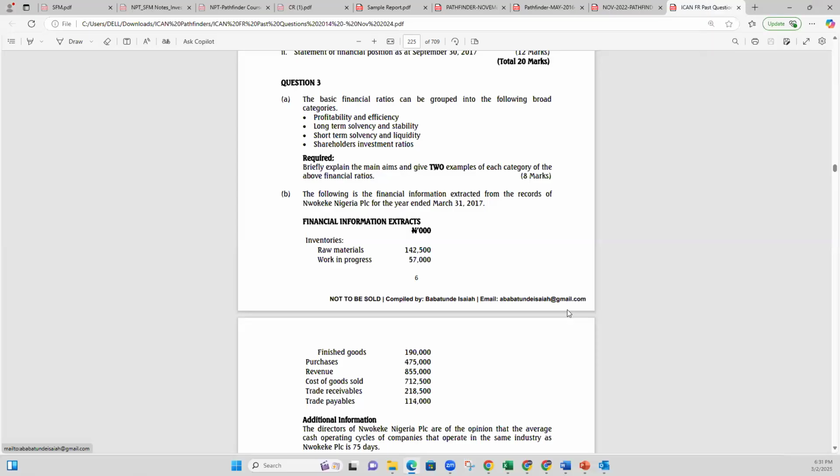The basic financial ratios can be... Are you in skills level? I need someone from skills level to read. Yes, go ahead, please. The basic financial ratios can be grouped into the following broad categories: profitability and efficiency, long-term solvency and stability, short-term solvency and liquidity, shareholders' investment ratios. Required: briefly explain the main aims and give 2 examples of each category of the above financial ratios. 8 marks.